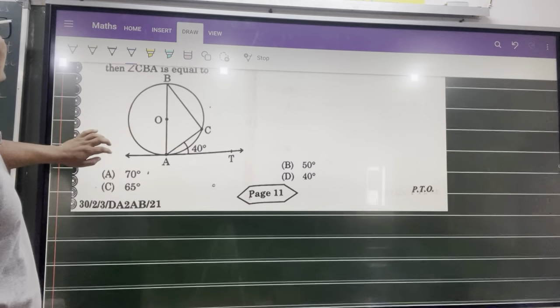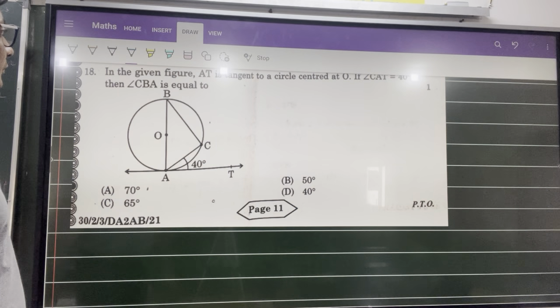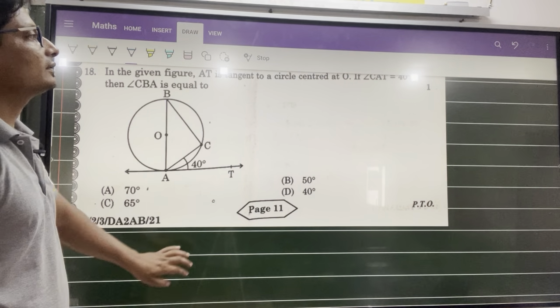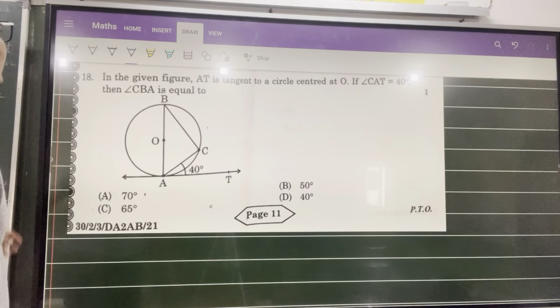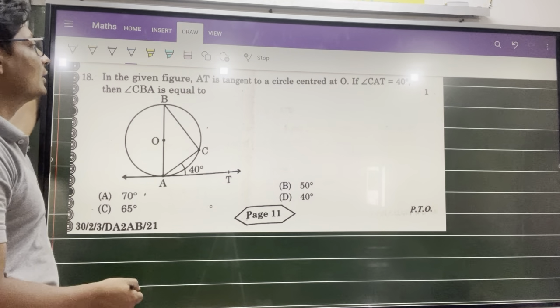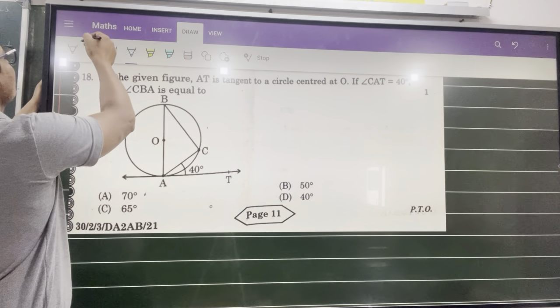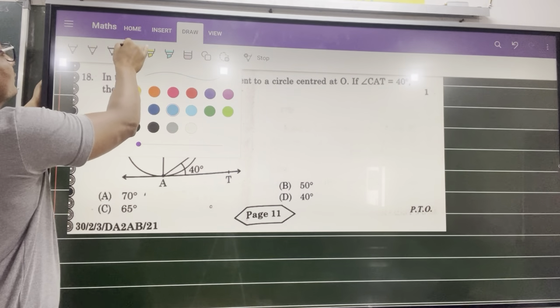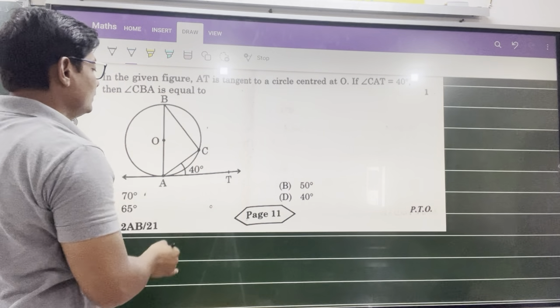Okay, so 18th question. In the given figure, AT is tangent to a circle centered at O. If angle CAT is equal to 40 degrees, then angle CBA is equal to? So this is one of the most repeated questions, and also very simple. So you can just identify the required angle.